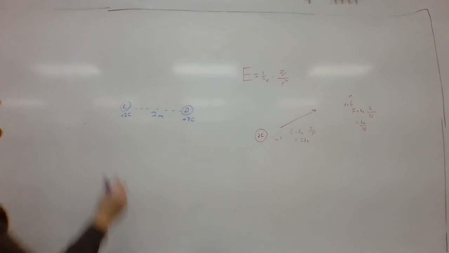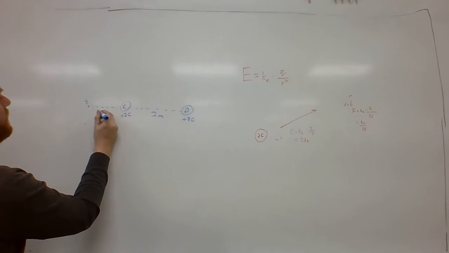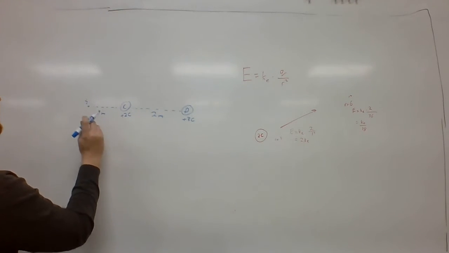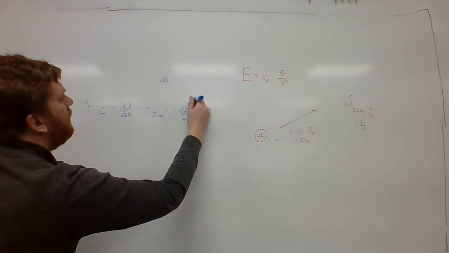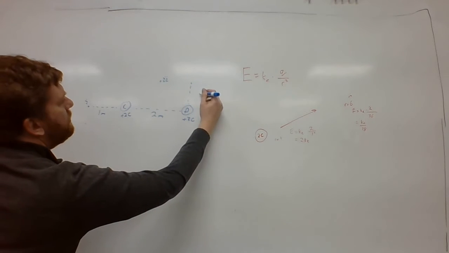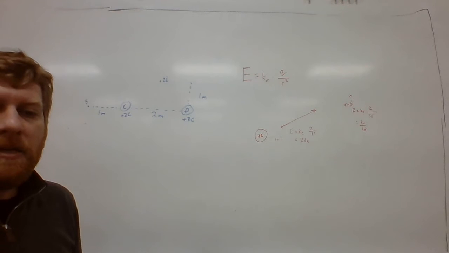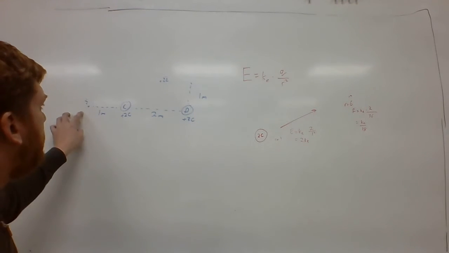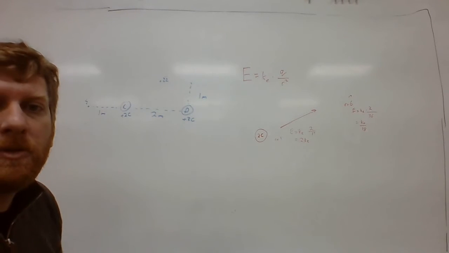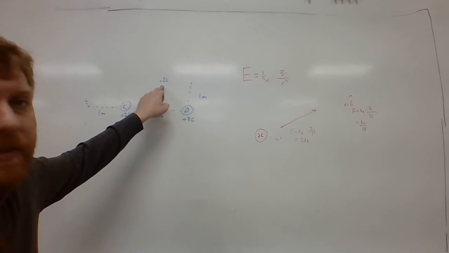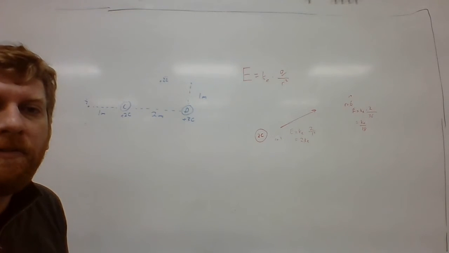Now I have 2 other points on here. I have point I, which is a distance of 1 meter, and I have point II, which is directly between these points but another distance of 1 meter above them. My question is, what is the electric field, or total electric field at I, and also the electric field due to the individual charges? What's the electric field at II, both due to the individual charges and the total electric field?